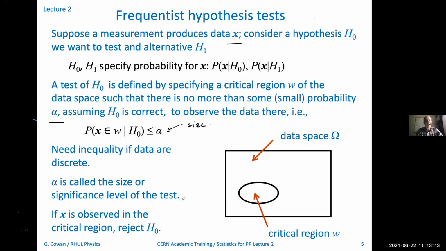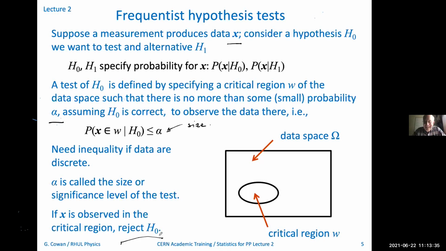How do you do that? That's very simple. You simply observe X. X will fall somewhere in the data space. And if that happens to be in the critical region, then you reject the hypothesis. So the outcome of this type of frequentist hypothesis test is a binary statement of the form reject H0 or not.